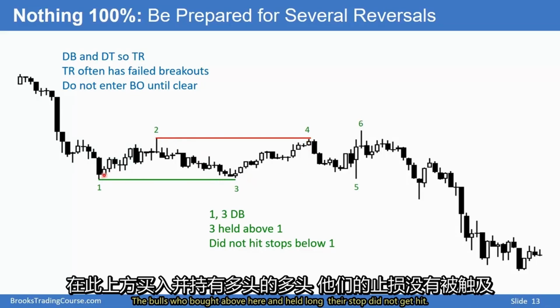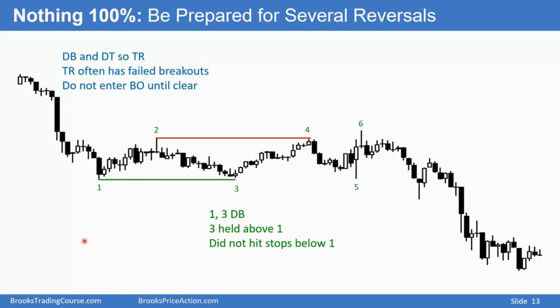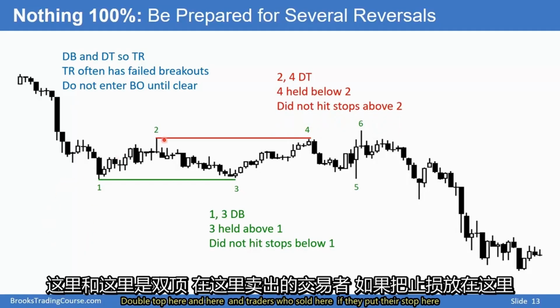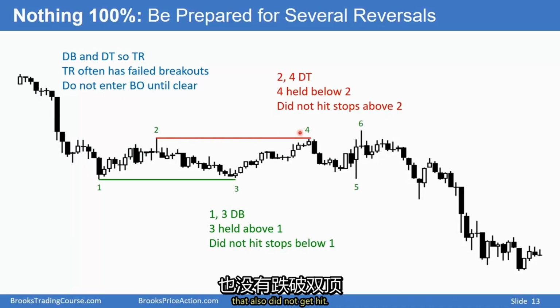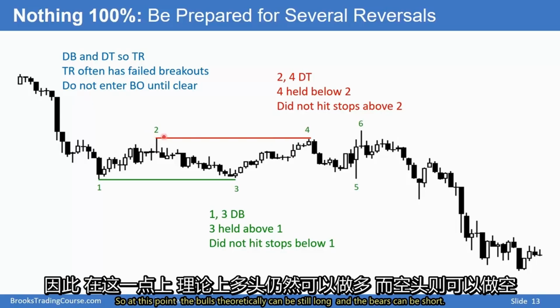The bulls who bought above here and held long, their stop did not get hit. 3 did not fall below that low. Double top here, and traders who sold here, if they put their stop here, that also did not get hit. This high did not go above that high. So at this point, the bulls theoretically can be still long, and the bears can be short.